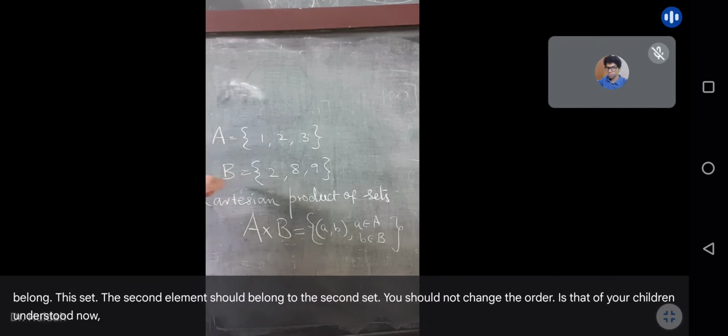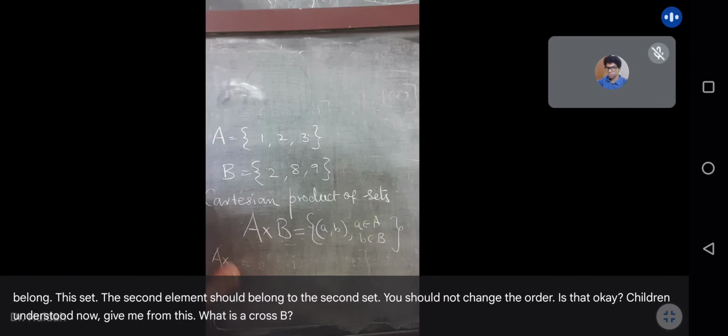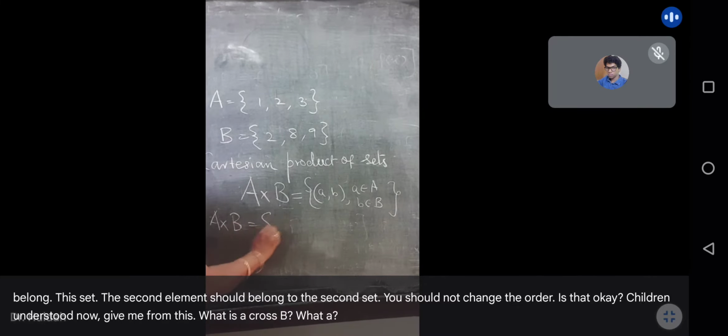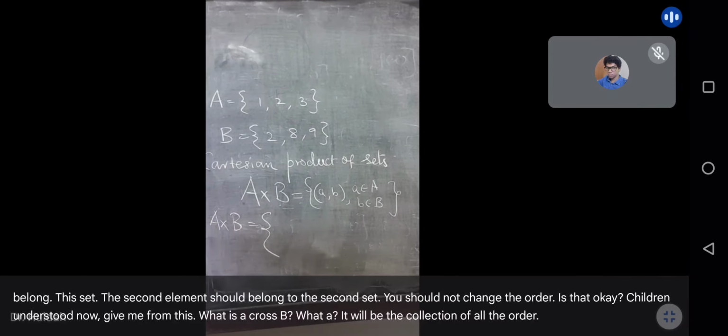Now, give me from this, what is A cross B? What will be A cross B? It will be the collection of some ordered pairs, isn't it? So, what are all those?